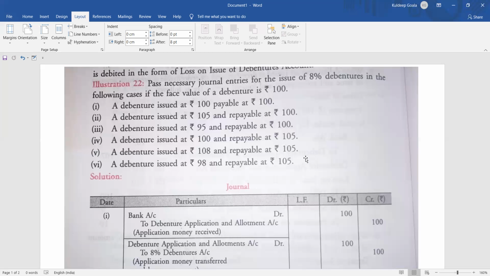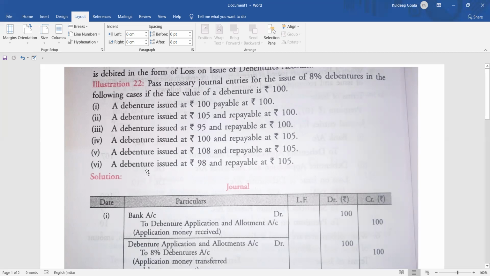Issued at premium means I'm issuing at more than 100 rupees, and redeemable at premium means while returning also I'm returning at more than 100 rupees. It can be 110, it can be 120, doesn't matter. Just the thing is that it should be more than 100 rupees while issuing, and more than 100 rupees while repaying. That is called issued at premium, redeemable at premium.